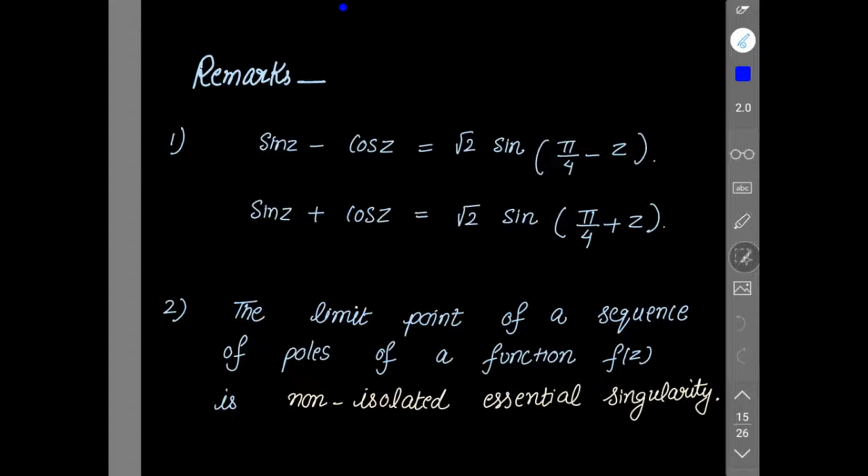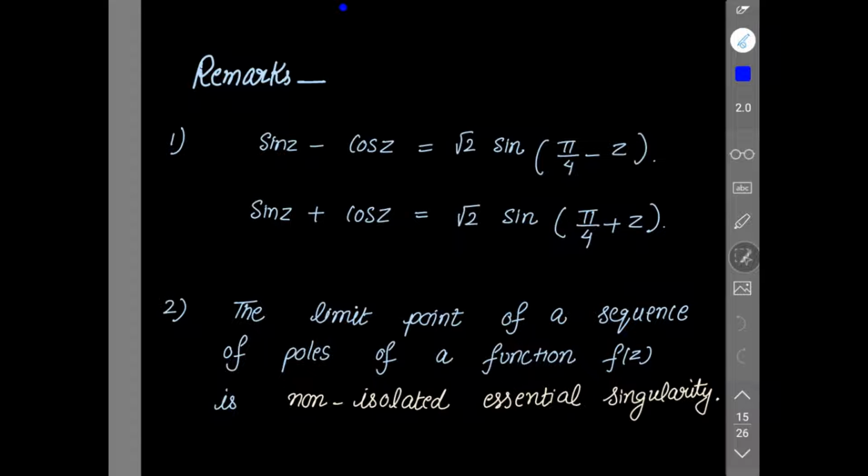If you open sin(a minus b), the formula which you have, then when you solve it, you will get back your sin z minus cos z, right? So this is sin pi by 4 cos z minus cos pi by 4 sin z. If you solve this and then multiply with root 2, you will get back sin z minus cos z. Similarly, sin z plus cos z is equal to root 2 sin of (pi by 4 plus z).